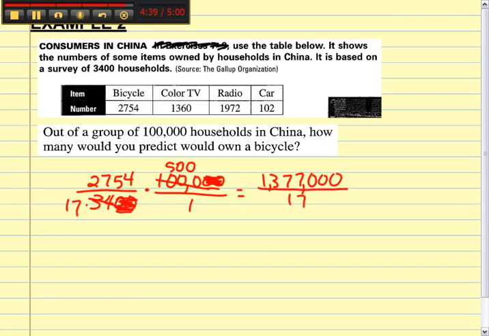Can you divide 1,377,000 by 17? What do you get, Christina? Well, actually, I'm sorry, raise your hand here. Elise? 81,000. That's how many out of 100,000 that we would expect to own a bicycle. Great job. Let's look at the next.